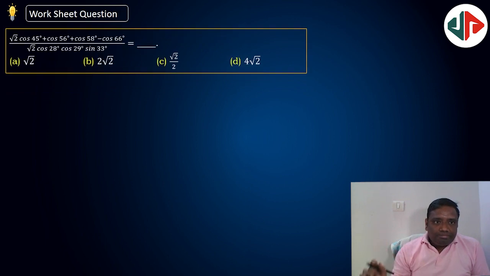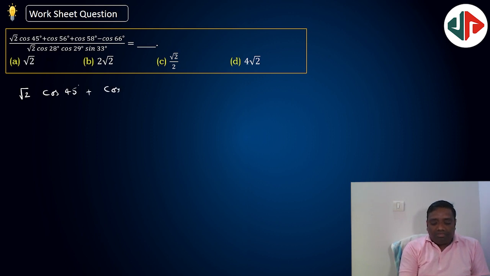The second question. Here root 2 times of cos of 45 degrees plus cos of 56 degrees plus cos of 58 minus cos 66 degrees, by root 2 times of cos of 28 into cos of 29 into sin 33 degrees. It is very easy. Let us take only the numerator value. Here I will take root 2 times of cos of 45 plus cos of 56 degrees plus cos of 58 minus cos of 66 degrees.